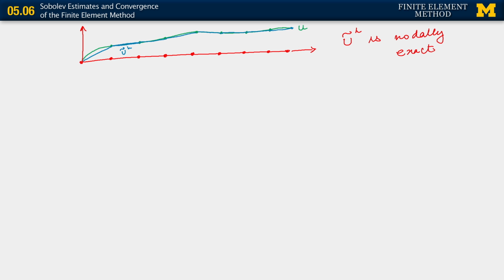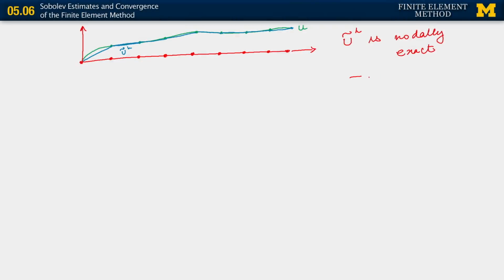Such a function, u tilde h, is what is often called an interpolate of the exact solution. Because what we're doing is taking the exact solution at the nodes and then using the basis functions to essentially interpolate between those exact nodal values to get u tilde h. Okay? u tilde h is nodally exact and is also called the interpolate. Okay? All right.